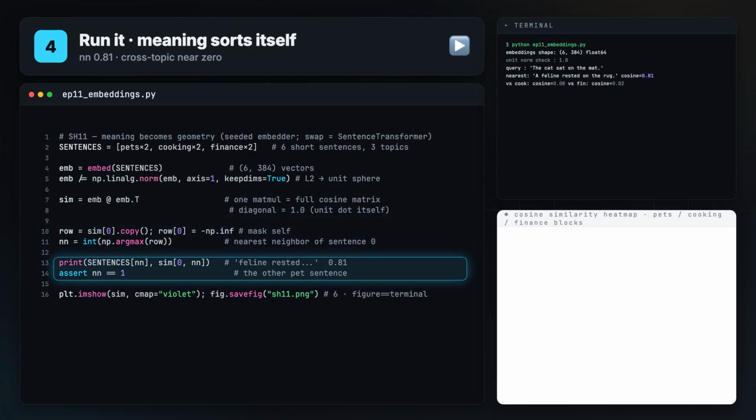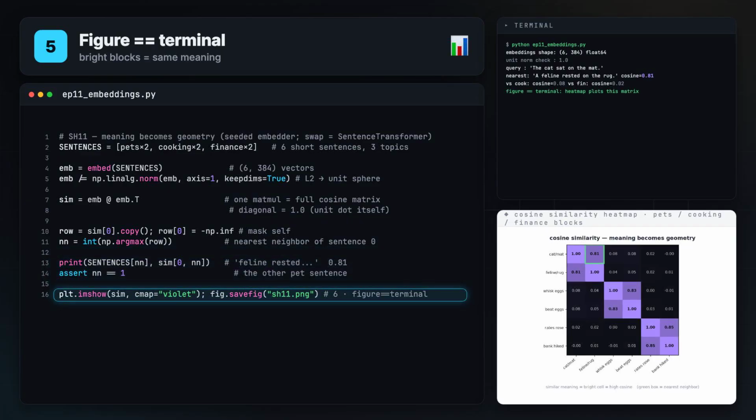Run it. The matrix prints and the nearest neighbor of "the cat sat on the mat" comes back as the other pet sentence with a cosine around 0.81, well above its score against the cooking or finance lines, which sit down near 0. The seed makes that number land the same on your machine. And the figure says the same thing the terminal does. The bright cell in the top left pet block matches the 0.81 printed in the log, and the dark finance versus pet cells match the near 0 scores. Figure equals terminal, meaning made visible as heat.